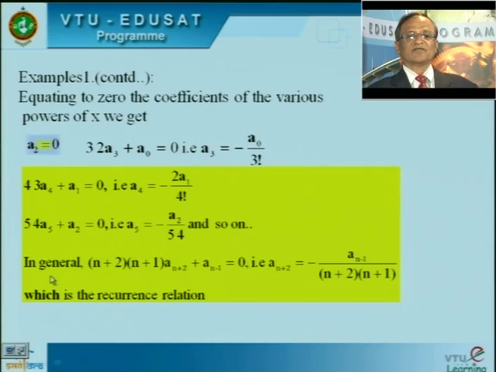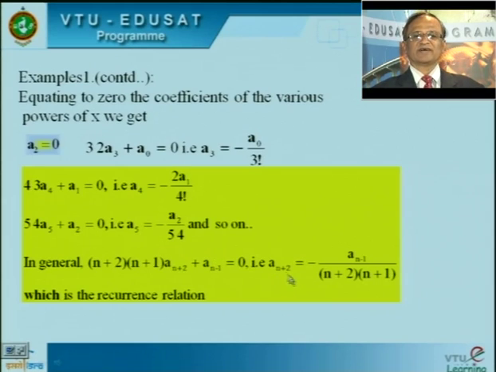So in general, from the nth term, what is the coefficient of x to the power n? n plus 2 into n plus 1, a n plus 2 plus a n minus 1, right. So therefore a n plus 2 is equal to, I will take this term to right hand side. So minus times of a suffix n minus 1 whole divided by n plus 2 into n plus 1. So this we call it as a recurrence relation. Is it clear?